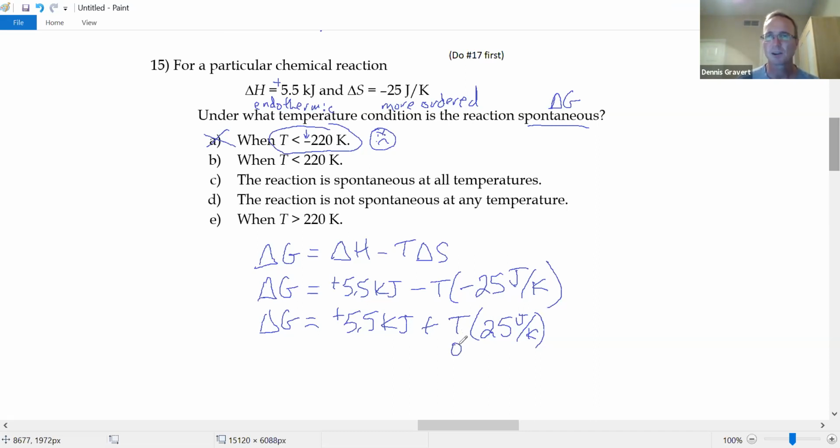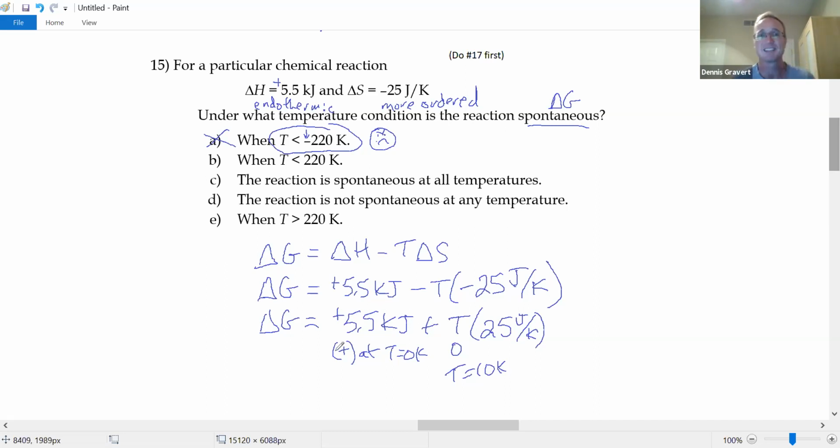This can only be 0. So absolute 0, that's the smallest number it can get. 0 times 25 is 0 plus 5.5. That's a positive number. It's positive at T equals 0 Kelvin. And delta G has to be negative to be spontaneous. Doesn't work at absolute 0. So now go higher than that. Well, how about temperature equals 10 Kelvin? Still pretty chilly. 10 times 25 is 250 joules. It's a positive number. Add that to another positive number.